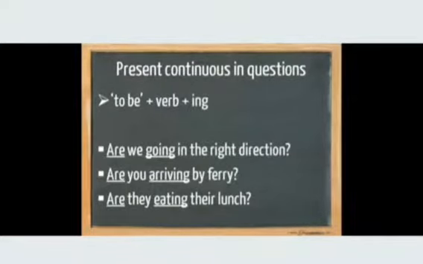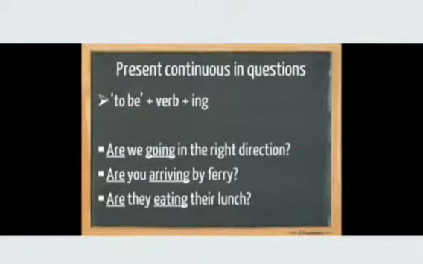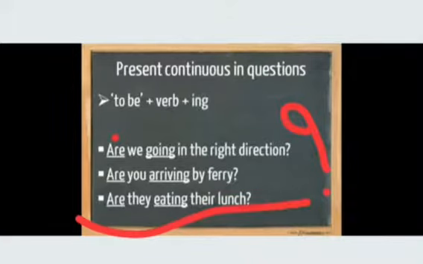Again, you have seen statements and questions earlier. These are all interrogative sentences. In the case of interrogative sentences of present continuous tense, we will simply add the be verb at the very beginning, and at the end we put a question mark. For example, are we going in the right direction? The rest of the sentence remains the same. Next, are you arriving by ferry? Are they eating their lunch? So all these are interrogative sentences of present continuous tense.